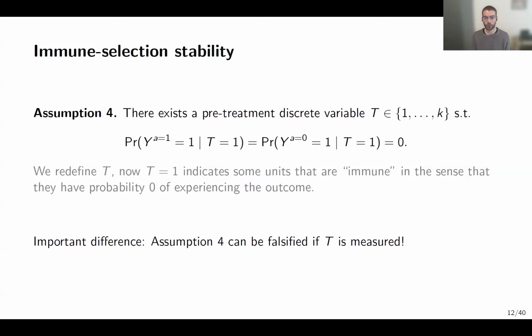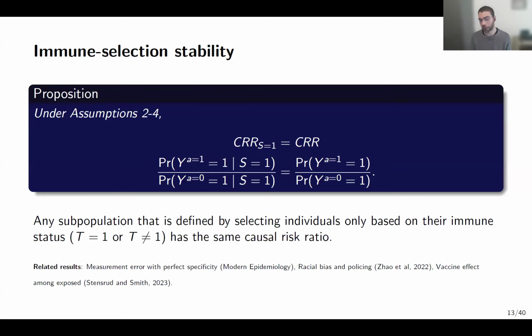So this is an important distinction compared to assumption 1, which is based on joint counterfactuals. However, the result doesn't actually change. So I can simply replace assumption 1 with assumption 4 and make the same statement. So under assumptions 2, 3, and 4, the causal risk ratio in a subpopulation S equal 1 will be equal to the marginal causal risk ratio, which again means that if I build any subpopulation in a way that this subpopulation is defined by only selecting individuals based on their immune status in this newly defined sense, all of these populations will have the same causal risk ratio.